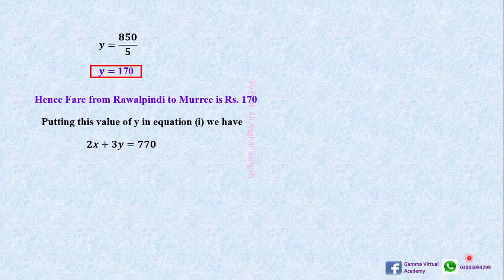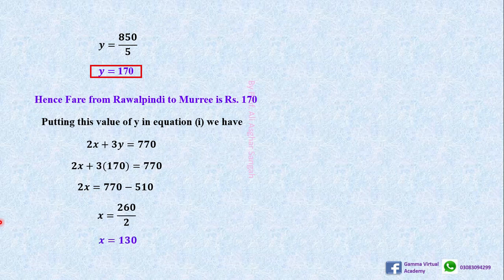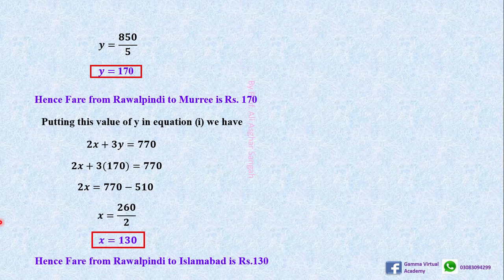We put this value in equation 1. This is equation 1; we put here the value of y, 170. We get 2x plus 510. 510 is positive on the left side, so it becomes negative on the right side. Here we get 260. 2x is multiplied, so it will be divided on the right side. So we have x equal to 130, which means the fare from Rawalpindi to Islamabad is 130. These are the answers we have got.